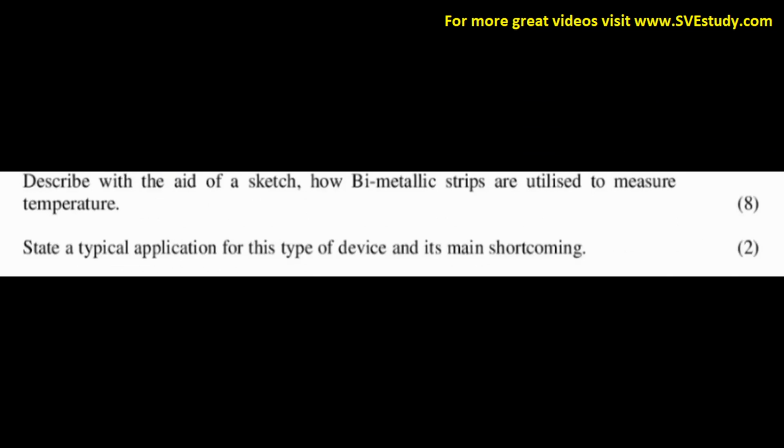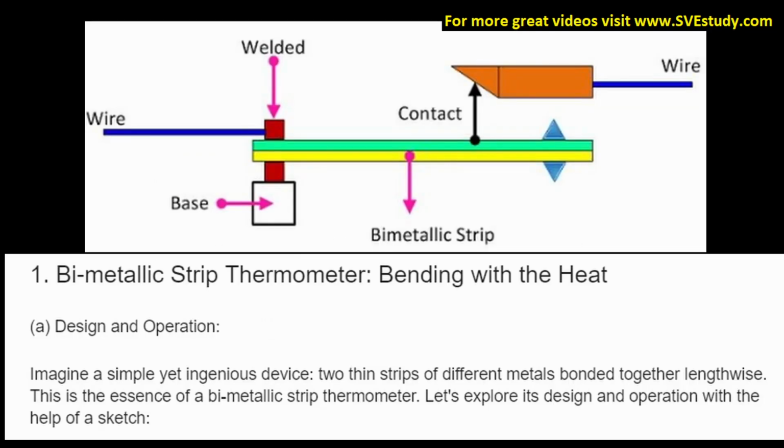A. Describe, with the aid of a sketch, how bimetallic strips are utilized to measure temperature. B. State a typical application for this type of device and its main shortcoming. Bimetallic strip thermometer, bending with the heat.